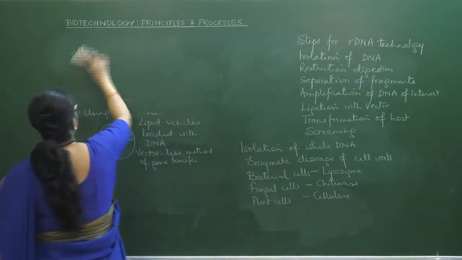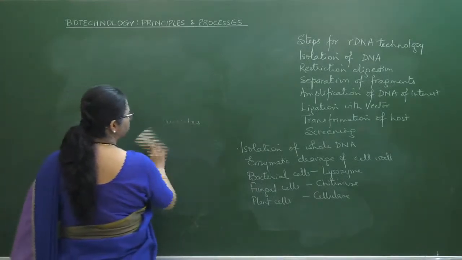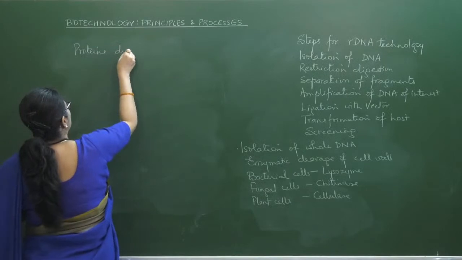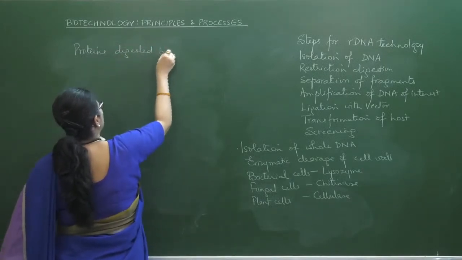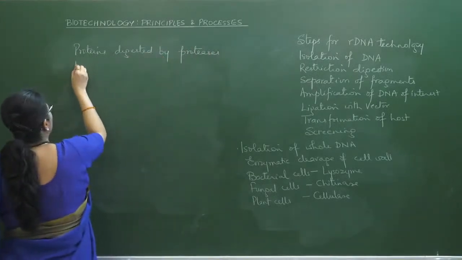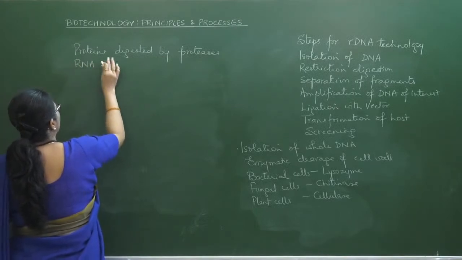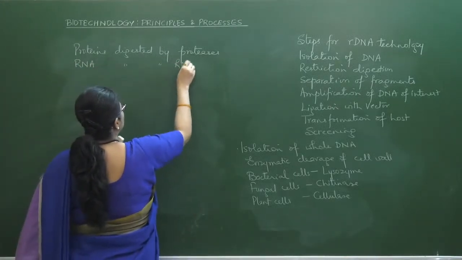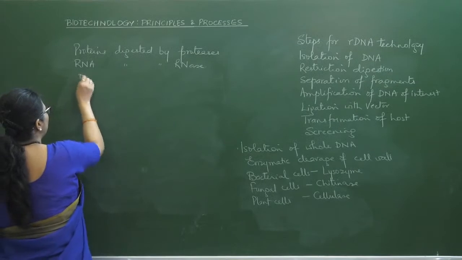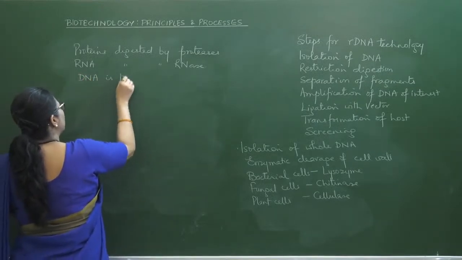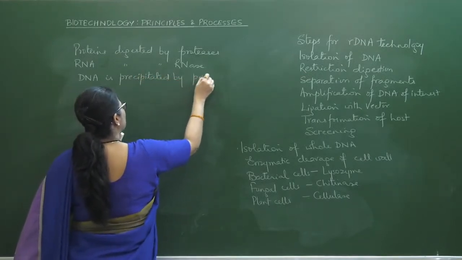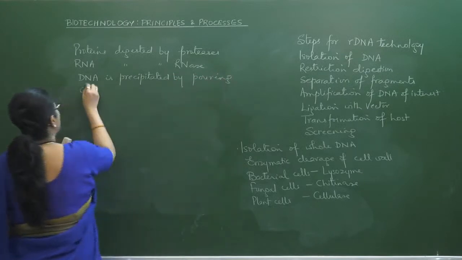So in this case, the proteins are digested by adding proteases. Proteins are digested by proteases, and RNA is digested by RNase. Now DNA is left intact. That DNA is then precipitated by pouring chilled ethanol.